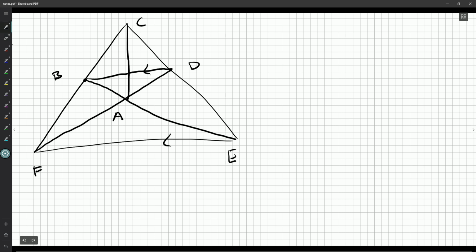Parallel, parallel. And G is right here. And I want to show that G is the midpoint of BD. So I need to show that this length is the same as this length. How can we possibly do that?